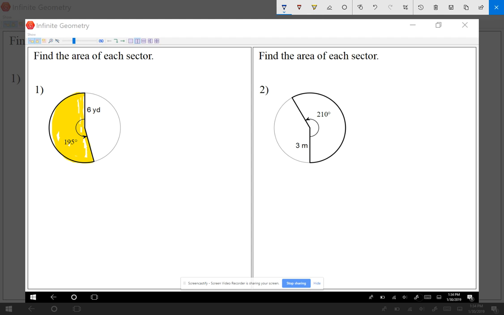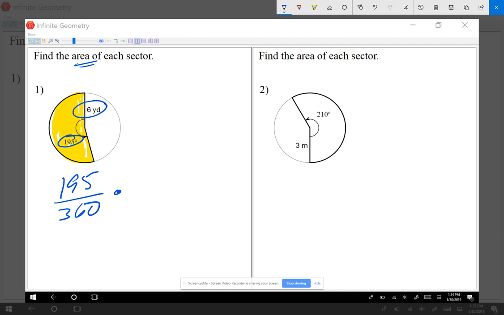The first thing we're going to see is how much of the circle we have. So, those degrees will come into effect. We have 195 out of 360, right? Because the whole circle is 360. So we have 195 out of 360. And I'm going to multiply this. Since we're dealing with area, the figure looks like a circle. I'm going to be thinking the area of a circle.